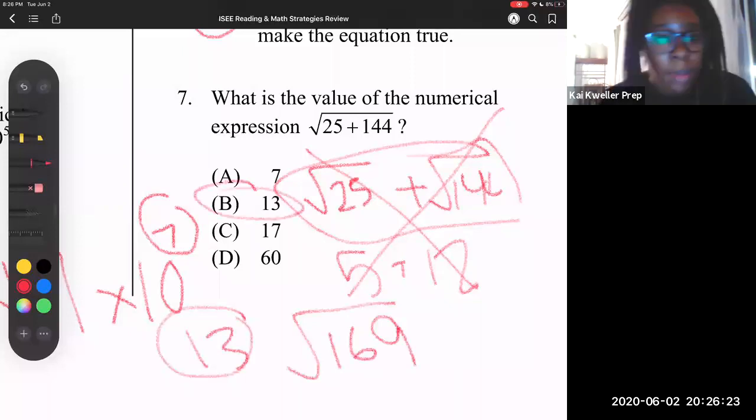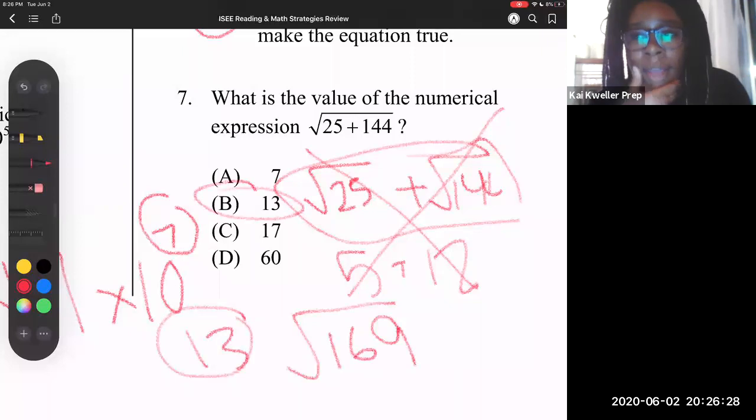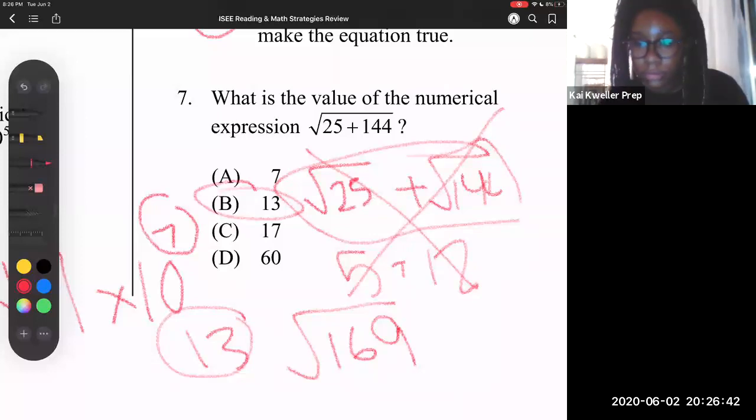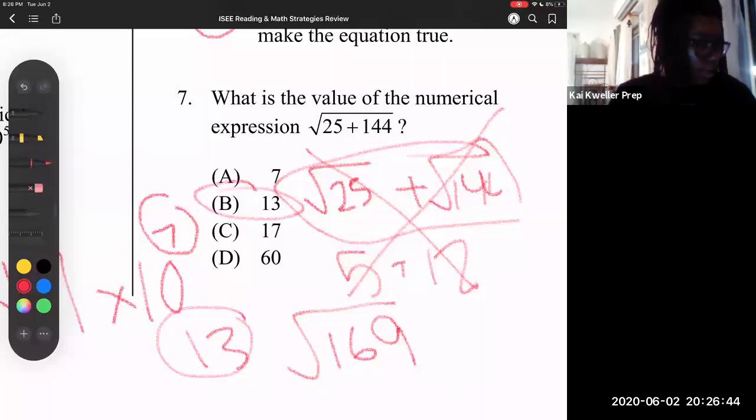Now, if you only learn square roots of numbers up to 144, you're kind of limiting yourself. So I would suggest learning the square roots a little bit farther than that, at least to like 20. So, yes. Answer is 13.